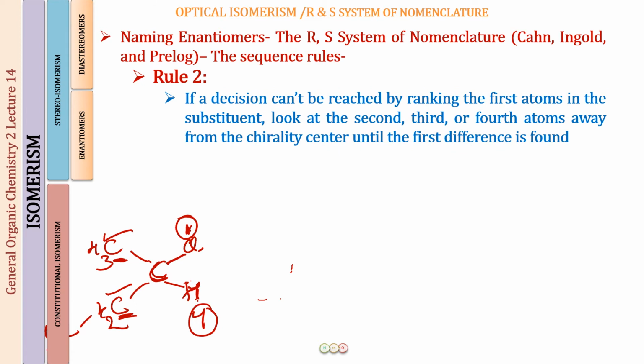So rule number 2 says that if a decision cannot be made by ranking the first atoms in the substituent, look at the second, the third, and the fourth atoms away from the chirality center until the first difference is found. So what this means is that we are going to look a bit further. And when we look a bit further, this is going to be the chirality center.